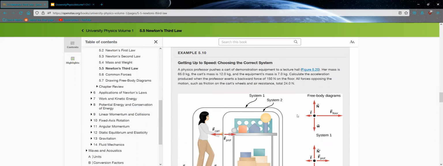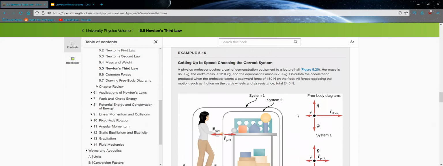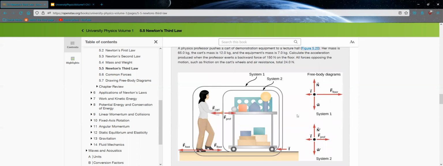A physics professor pushes a cart of demonstration equipment to a lecture hall, as shown here. What a nice physics professor. Her mass is 65 kilograms. The cart's mass is 12 kilograms, and the equipment's mass is 7 kilograms. Calculate the acceleration produced when the professor exerts a backward force of 150 newtons on the floor. So if she's pushing into the floor with 150 newtons backwards, the floor is pushing her with 150 newtons forward, right? All forces opposing the motion, such as friction and air resistance, total a measly 24 newtons. So calculate acceleration given all those variables.